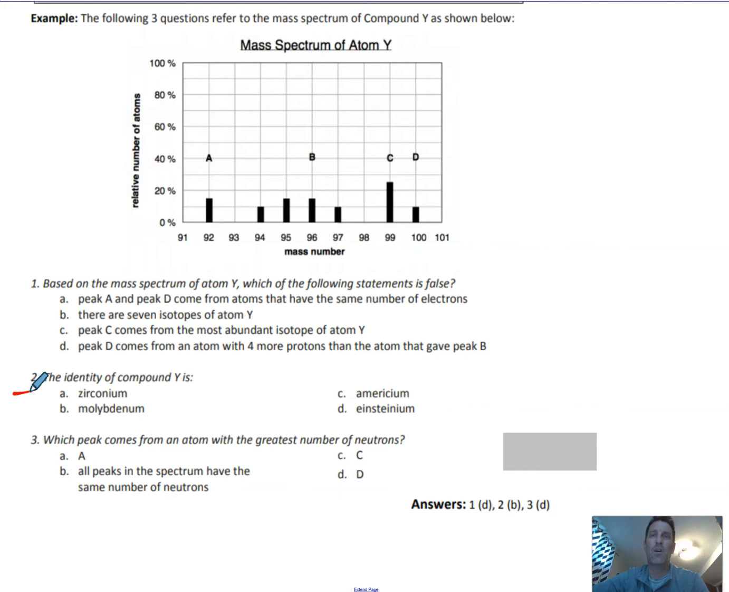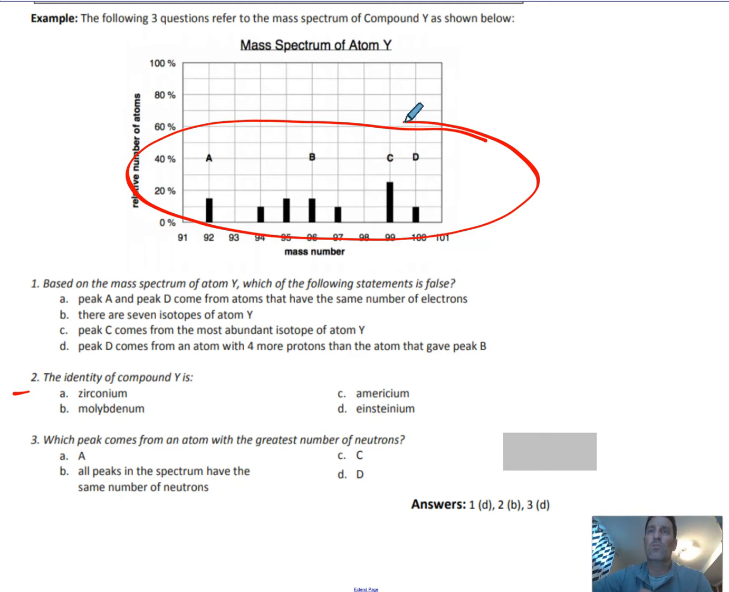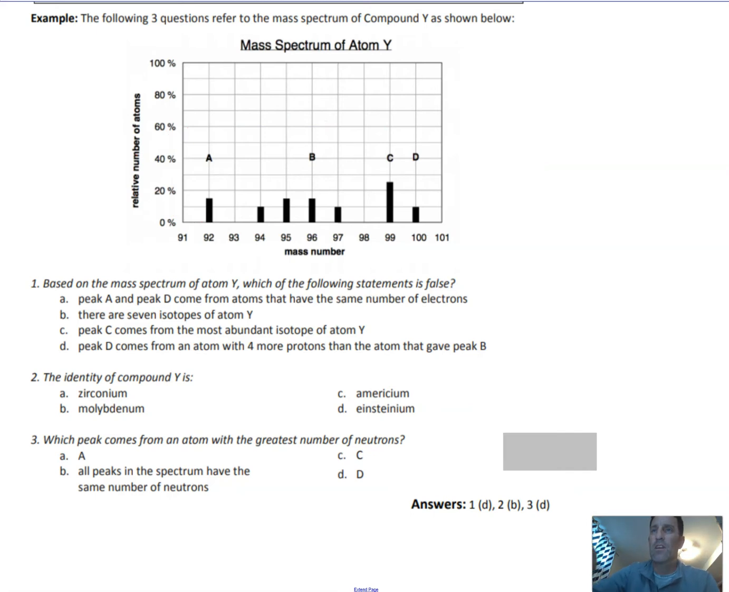The identity of compound Y is one of these four. So you would need to look over at the periodic table, and if you look at all of these, no peak is really too high or too low. So the 99 is the highest, but if we want to be able to answer this, we kind of have to know the average mass, and we're between 92 and 100, and I would say we're probably around the middle. So we would look at the periodic table and try to find a mass that's around 95 or 96. Americium and einsteinium are way heavier.